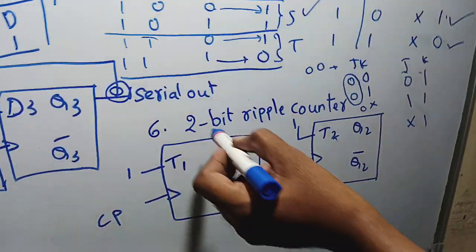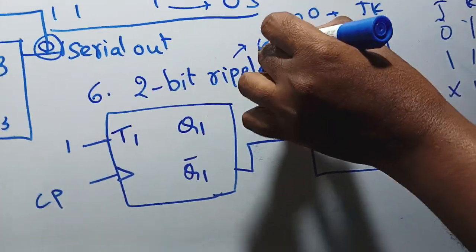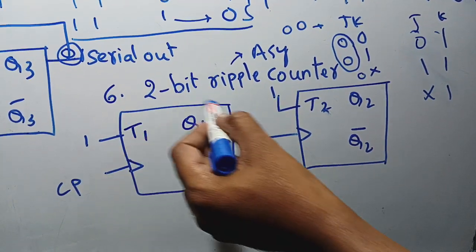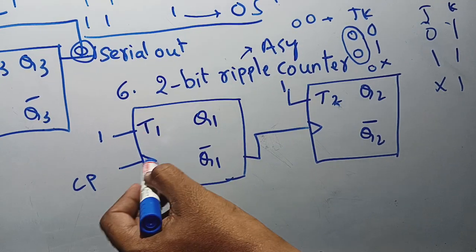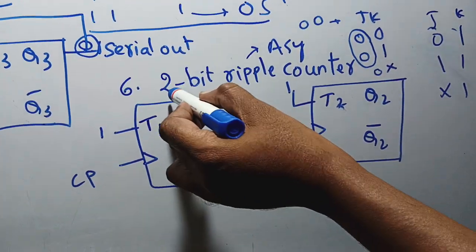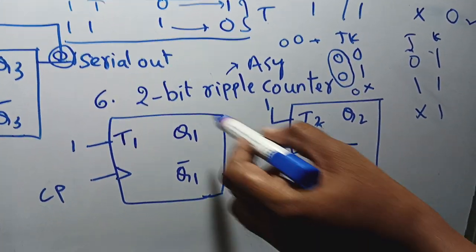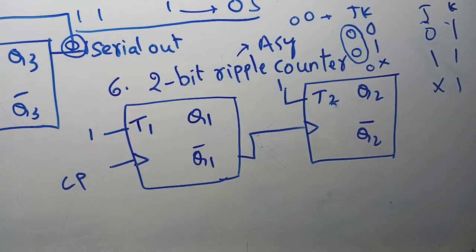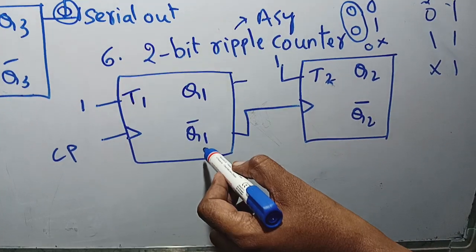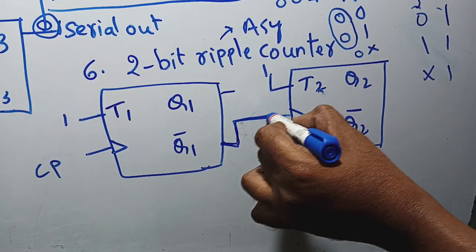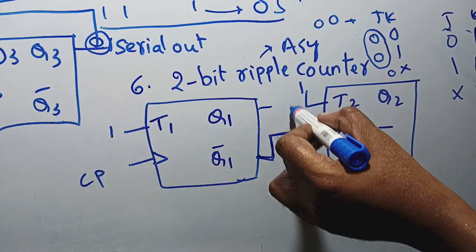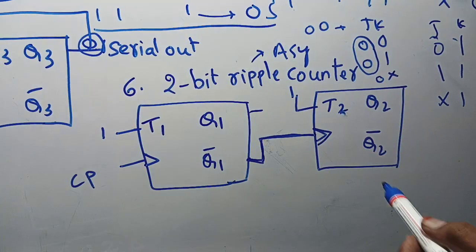Okay, next go to the sixth, the 2-bit ripple counter, ripple or asynchronous counter. For the first flip-flop we are going to give the clock pulse, and T input I am taking as 1. 2-bit, that is why I am taking 2 flip-flops. A 2-bit ripple down counter they gave first. This is the first flip-flop. Its outputs are Q1 and Q1 bar. If Q1 bar acts as the clock for the next flip-flop, that is a down counter. If Q1 acts as the clock for the next flip-flop, that is an up counter.